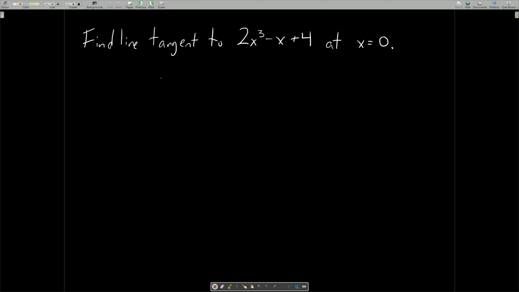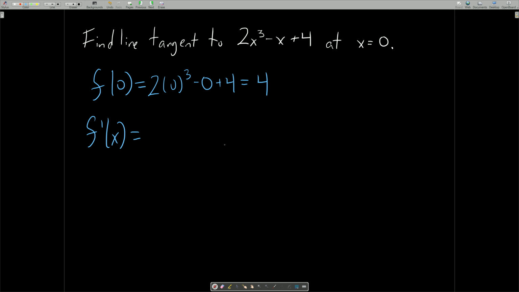Let's do another one. Find the line tangent to 2x cubed minus x plus 4 at x equals 0. First I'm going to find f of 0. So you plug 0 into the function here. 0 minus 0 plus 4. You have 4 for that.